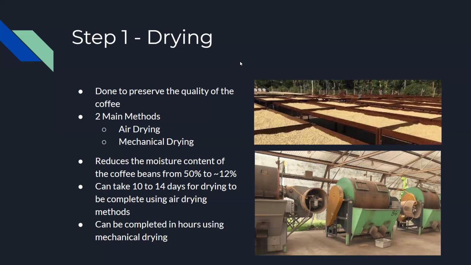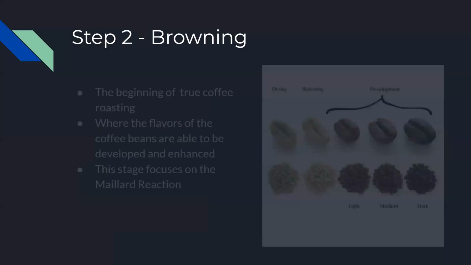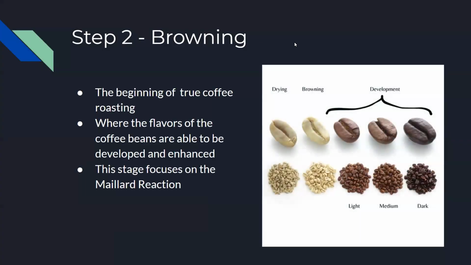Once you are done drying the beans using either of these methods, you then proceed to the second step. The second step of the roasting components is called browning. And this is where we really start seeing the true coffee roasting begin. In the browning aspect, you are heating the beans up to 160 degrees Celsius. And this is where the flavors of the coffee beans are able to be developed and enhanced.